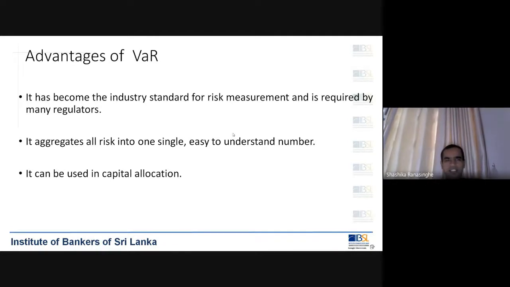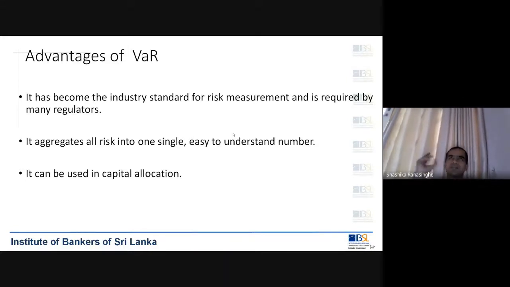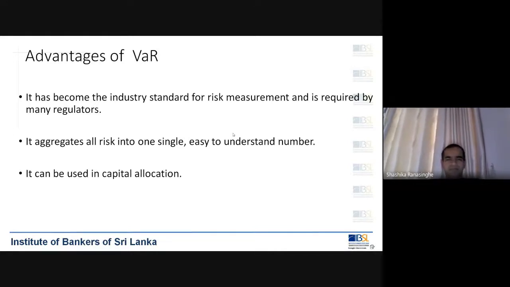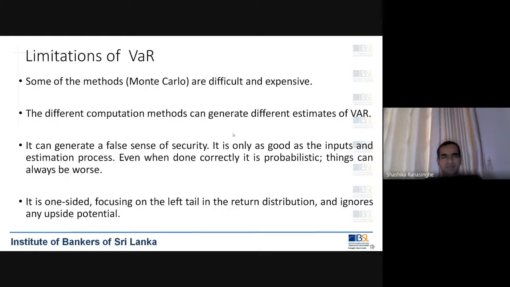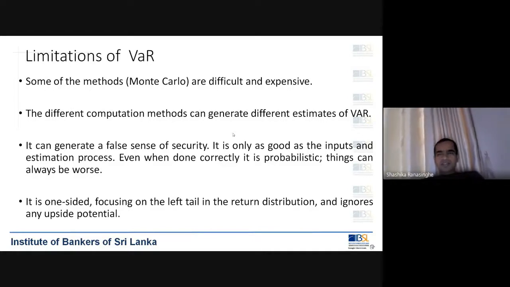Okay, so value at risk is the industry standard for risk measurement and is required by many regulators, right? So most of the regulators insist on value at risk as the measure. It aggregates all risk into one single, easy to understand number. So the entire gamut of market risk you can express in one number, right? It can be used in capital allocation. The limitations of value at risk, some methods are difficult and expensive to implement. The different computation methods can generate different estimates of value at risk.